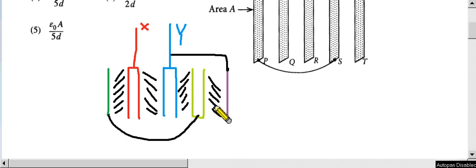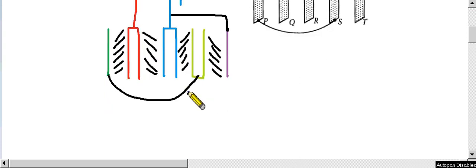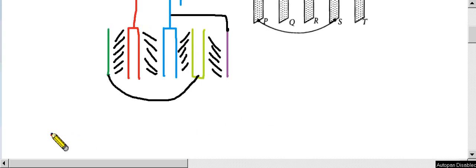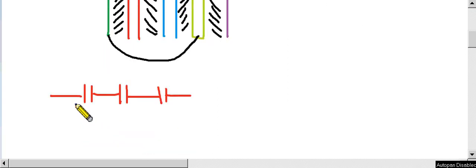Now we have to stretch these wires. Let us start from the X terminal here, because we are used to calculating circuits like this, so we are going to convert it to that form, because this is a complicated network.